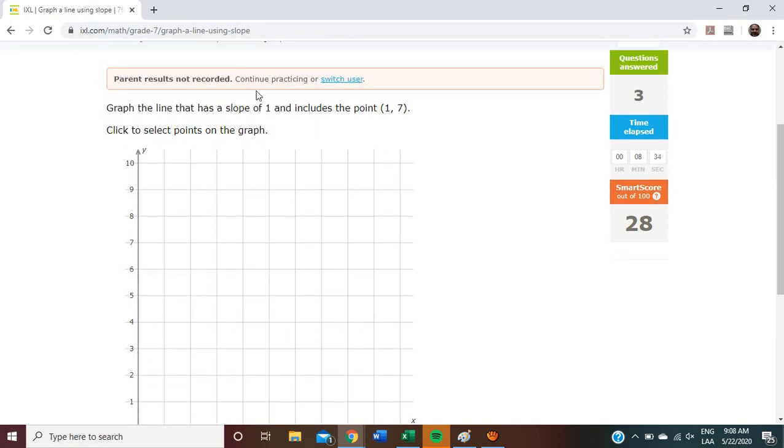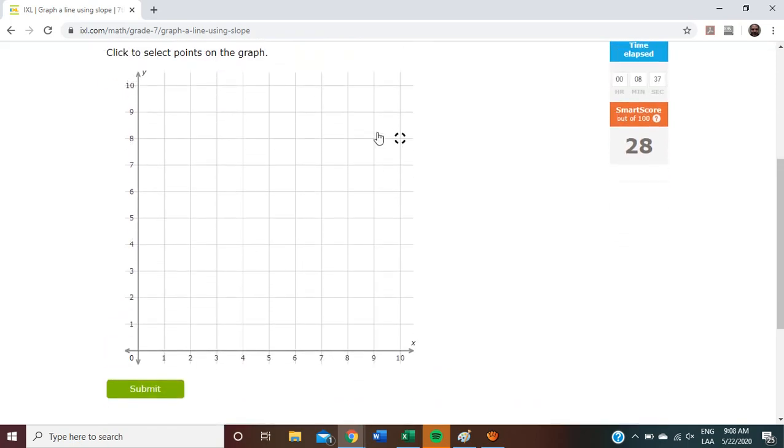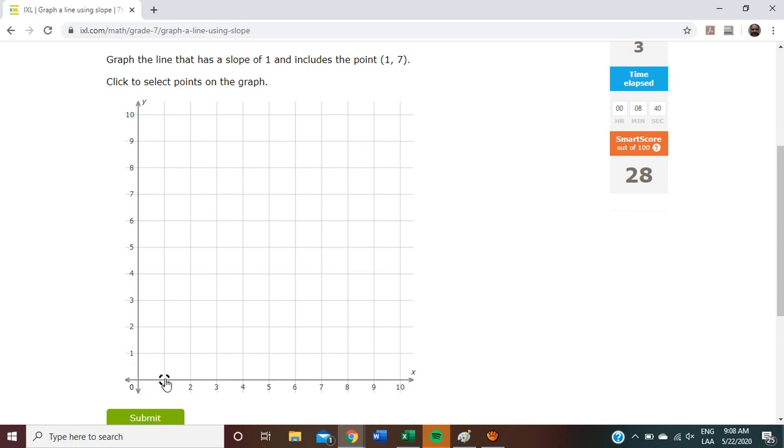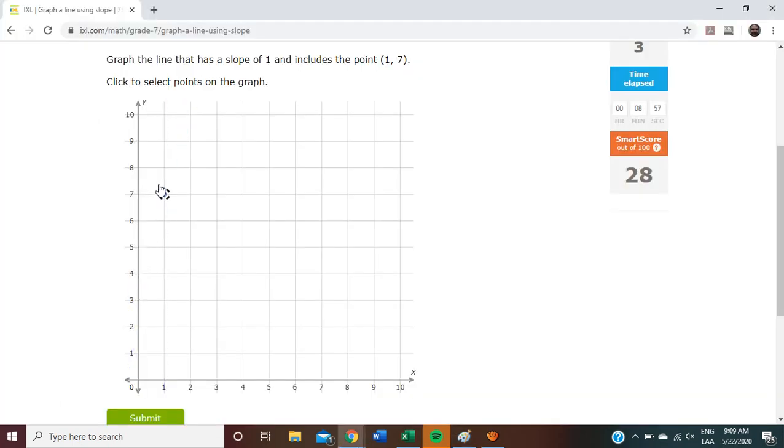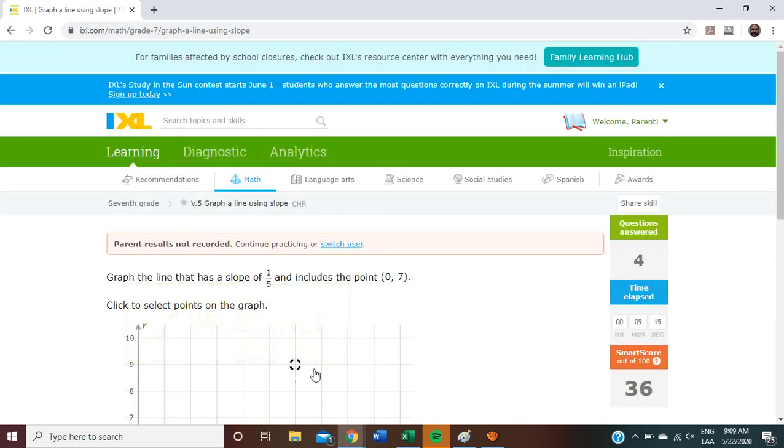Okay, so a slope of 1. The point starts at 1 in the x right here and 7 in the y. Okay, and it grows 1. The slope is 1, which equals 1 over 1. So we grow 1 in the y and 1 in the x. Okay, like this. As you can see, it is making a 45 degree angle. We submit our answer, and wonderful.